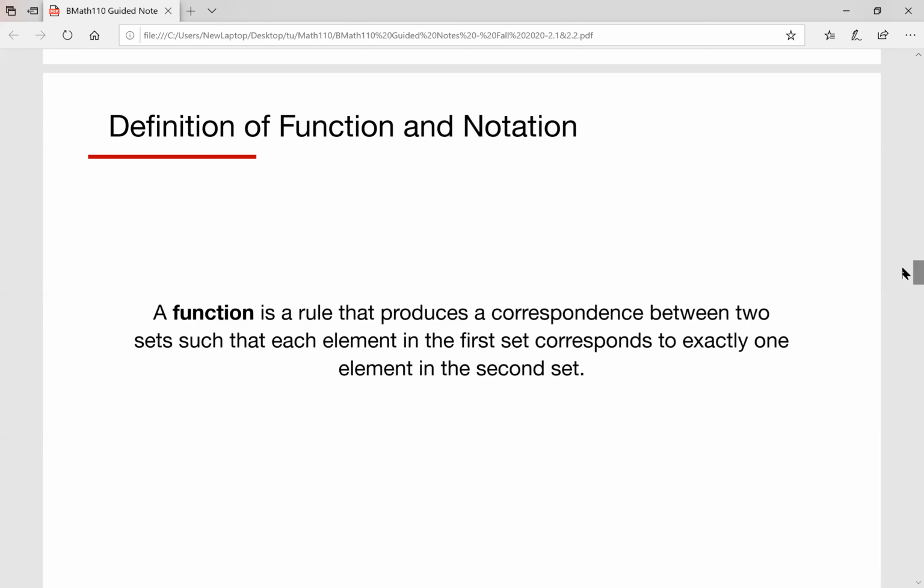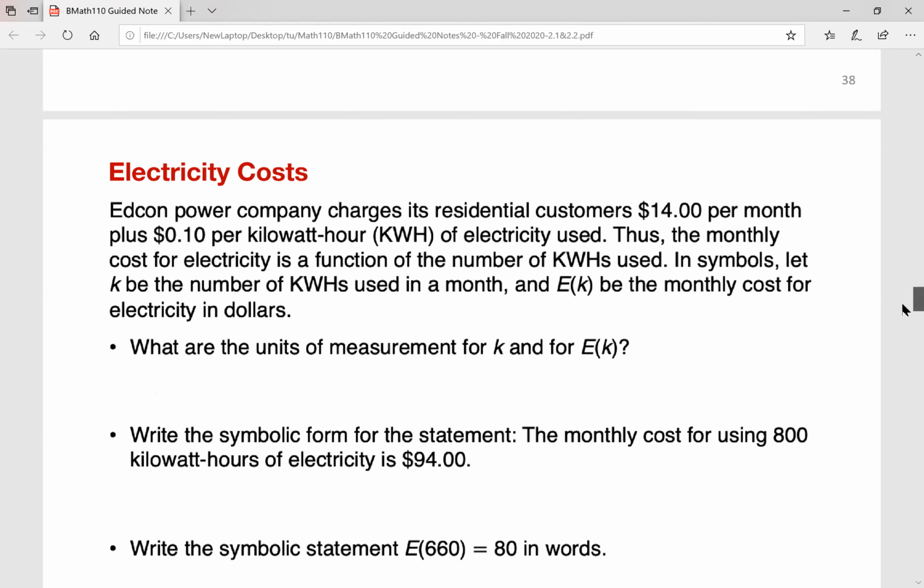So this page talks about the definition of the function. Okay, so the definition of a function in addition is: a function is a rule that produces a correspondence between two sets such that each element in the first set corresponds to exactly one element in the second set. Okay, so let's see if we have some examples down here.